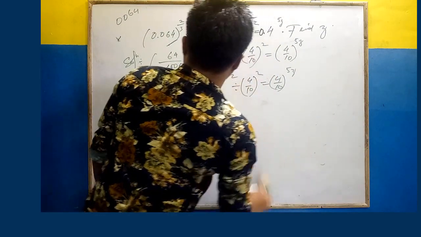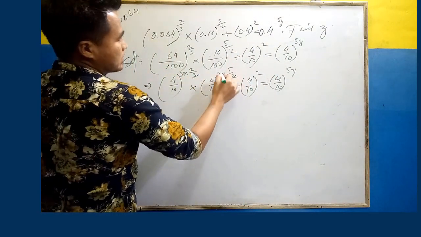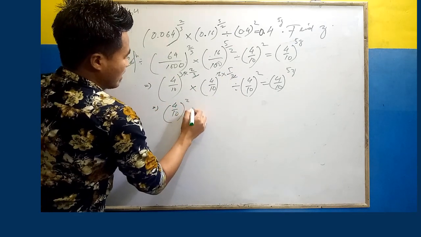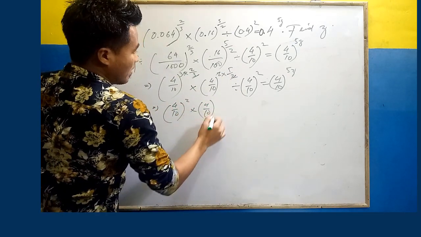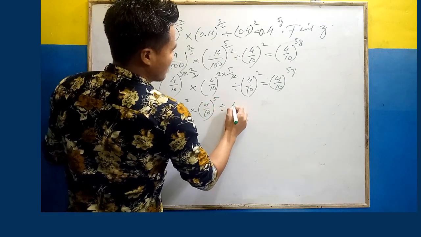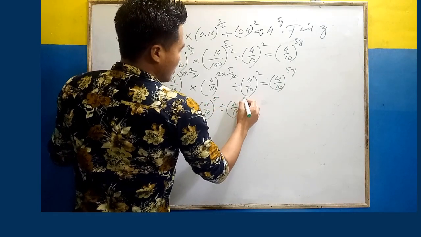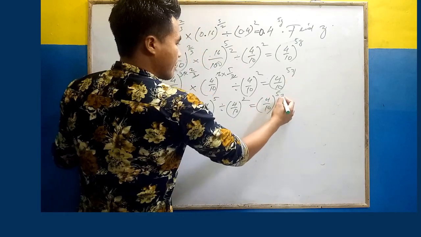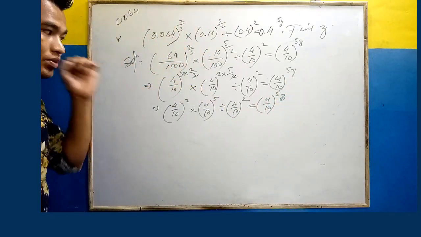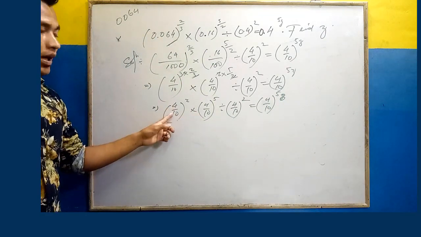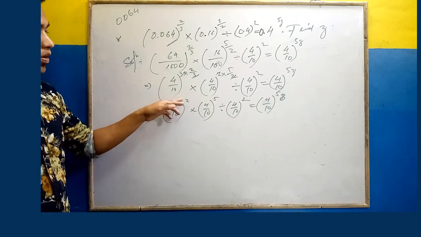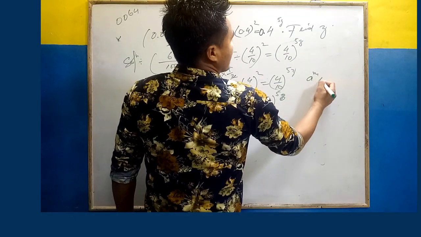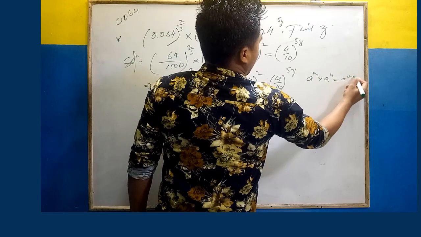Okay, now this and this will get cancelled, this and this will get cancelled. What is the remaining? (4/10)^2 into (4/10)^5 divided by (4/10)^2, which is equal to (4/10)^5z. Okay, so I can apply the law which we have again: a^m into a^n is a^(m+n).